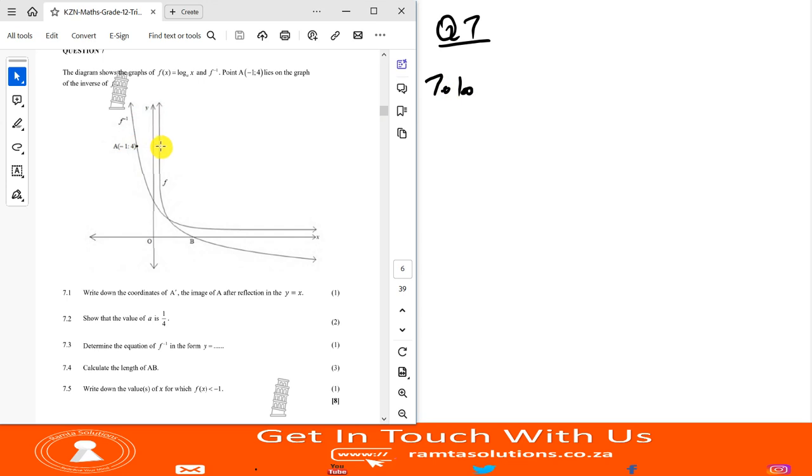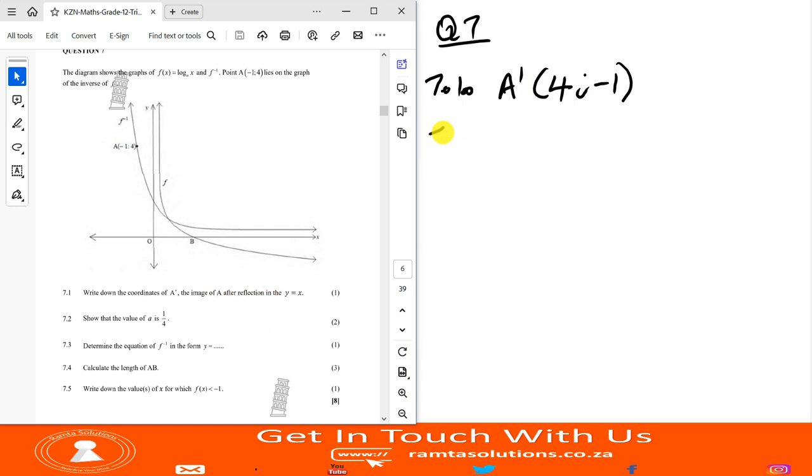Now when that is the case, remember, you reflect about the line y equals x, whereas x becomes y, whereas y becomes x. Without any waste of time, your answer is simply A prime: the image of A after a reflection in y equals x. So this is 4 and -1, as simple as that. Okay, perfect. This is what I've been saying.